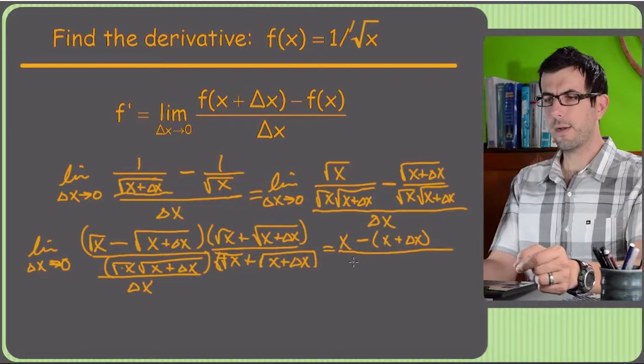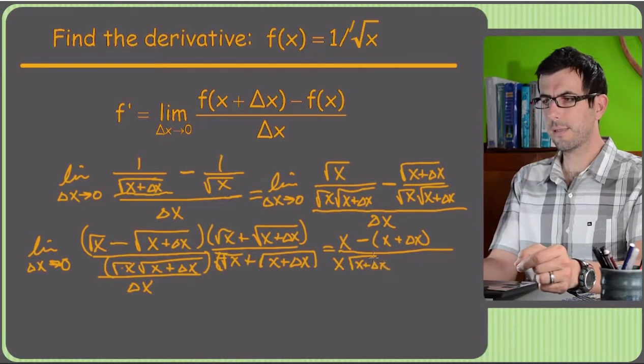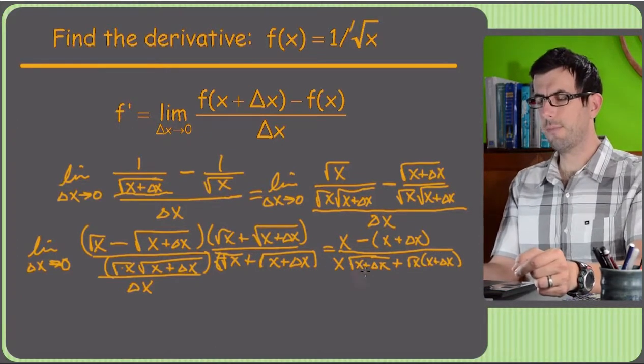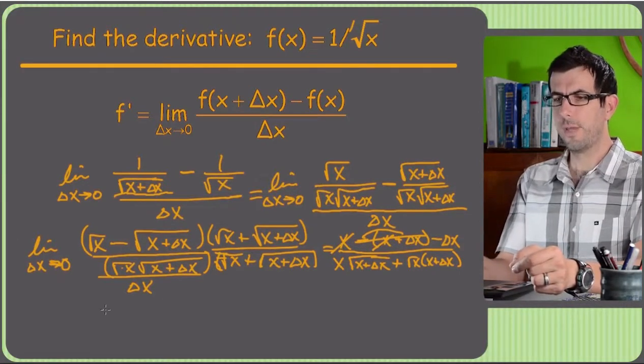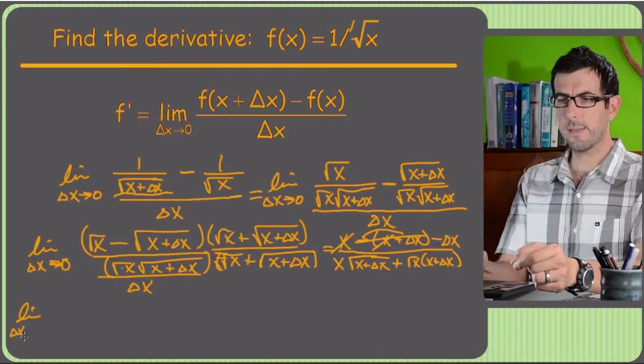And then the denominator is now going to be x root x plus delta x plus root x times x plus delta x. I know that's getting small. What's great is that this cancels this, and I just get a negative delta x. So rewrite this: negative delta x. The x is canceled. So now I have the limit as delta x approaches 0.